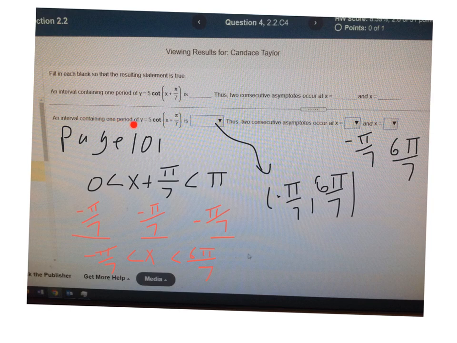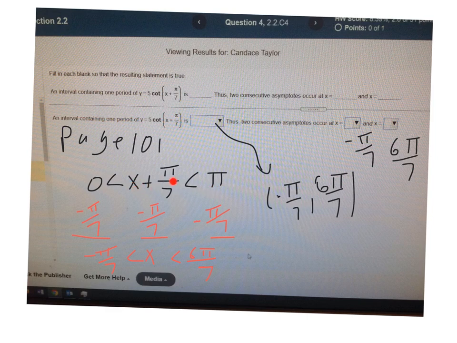An interval containing one period of y equals 5 cotangent of the quantity x plus pi sevenths. So I recommend page 107, which has a nice algorithm for doing these problems, with an example that immediately follows. What you've got to do is set the parentheses here: 0 less than what's in the parentheses, and what's in the parentheses less than pi.